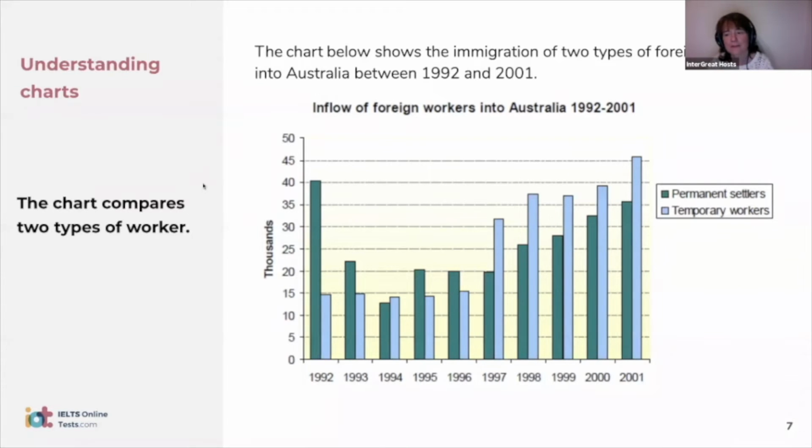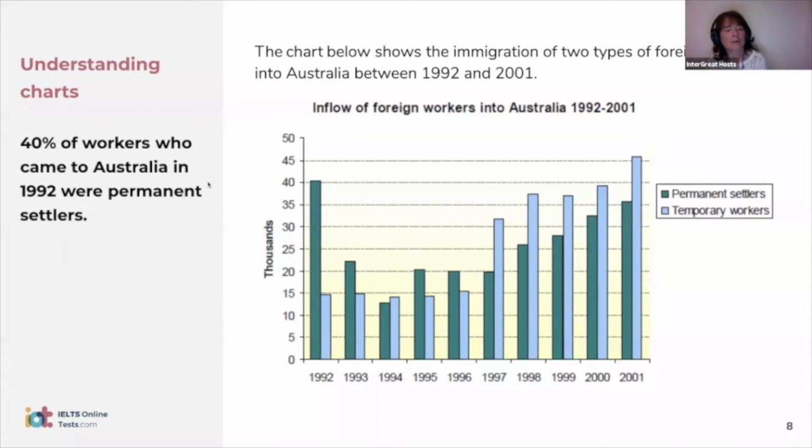How about the next one? All right, very good. Yes, we're comparing those who are coming permanently to work with those coming temporarily. So we are comparing two groups here. What about this one? Again, we're looking at 1992 here. We're looking at permanent settlers. Again, be careful.